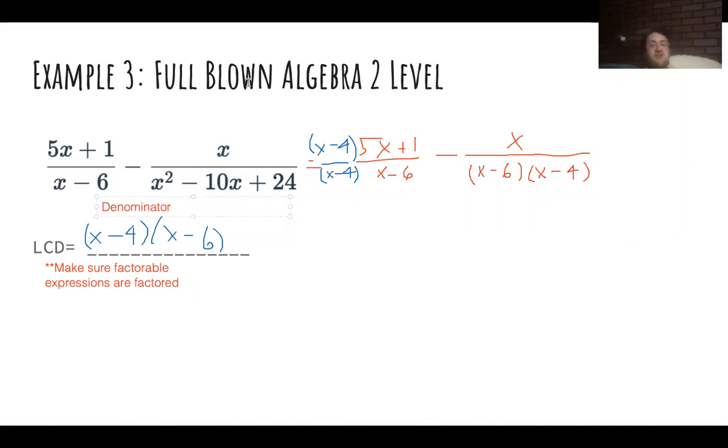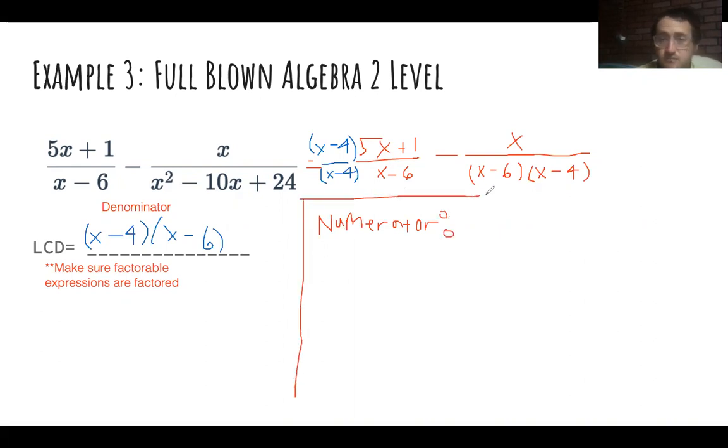And just to save a little space, I'm going to have a little space for my numerator as well. And this is nice on those longer examples. So my numerator is going to be x minus 4 times 5x plus 1. And you're going to see why we want to have this nice space. Minus x.